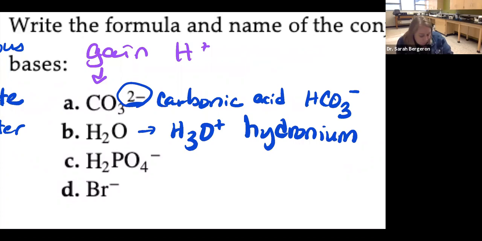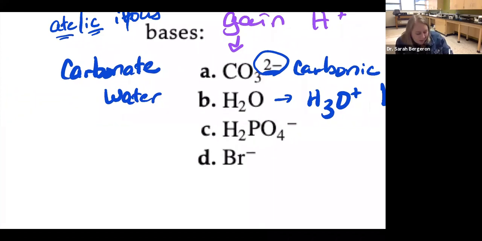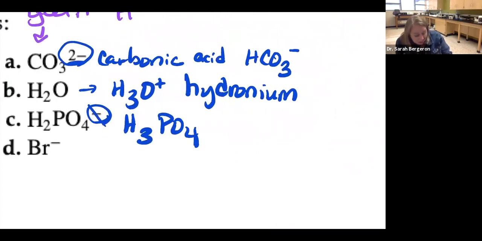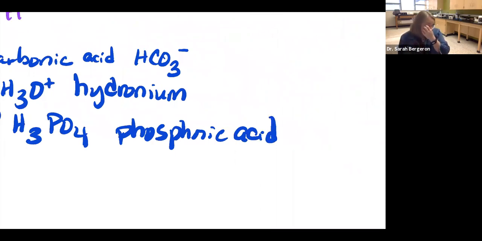Okay, H2PO4. If you look in your polyatomic ion table, they name this dihydrogen phosphate. I'm not going to give you one of these, but let's just draw it. It would be H3PO4. Now, what would happen to that charge? That charge would go away, right? Because you're adding a positive to it. So H3PO4 is really phosphoric acid. And the naming rules aren't always perfect.